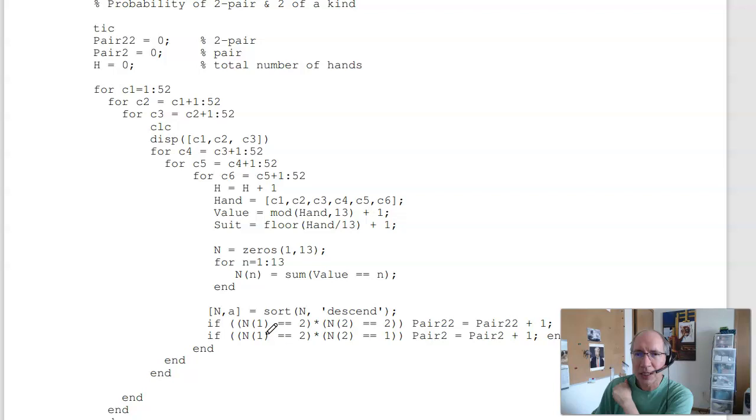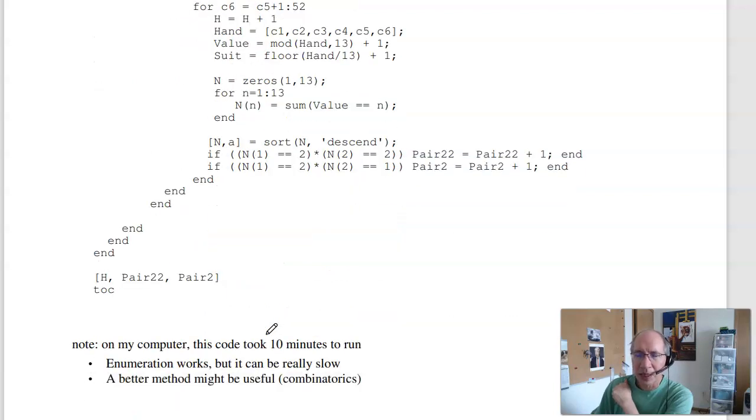Now, this is the advantage of using enumeration. You do get the right result. It takes a while. On my computer, this took 10 minutes to run. So you might think there should be a better way, and there is. It's combinatorics. That'll be homework set number 2. But this was homework set number 1 for ECE 341.